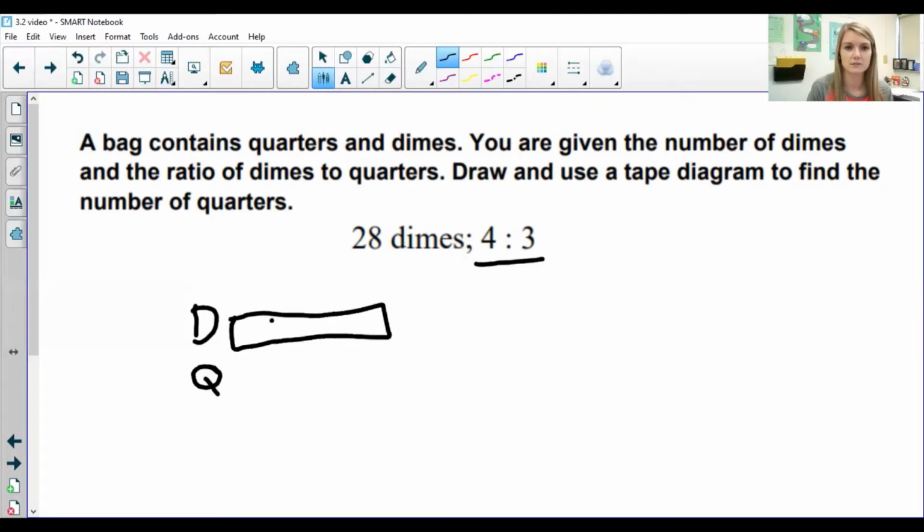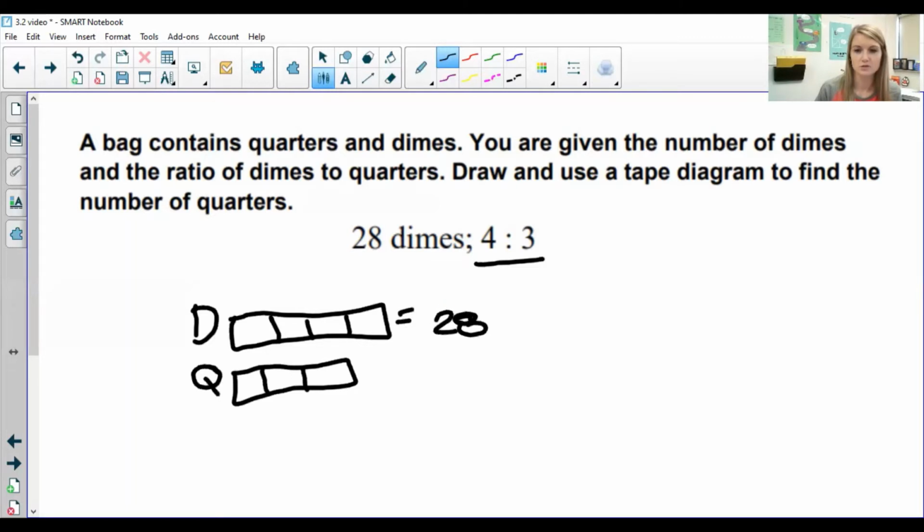So my dimes has to have how many boxes? 4 boxes. So I'm going to split those up. 1, 2, 3. And then how many boxes do my quarters have to have? 3. Oh gosh. Okay, it's okay. They're not perfect. They don't need to be, as long as you know what you're doing. Okay. How many dimes are there? 28. So this whole thing we know equals 28.